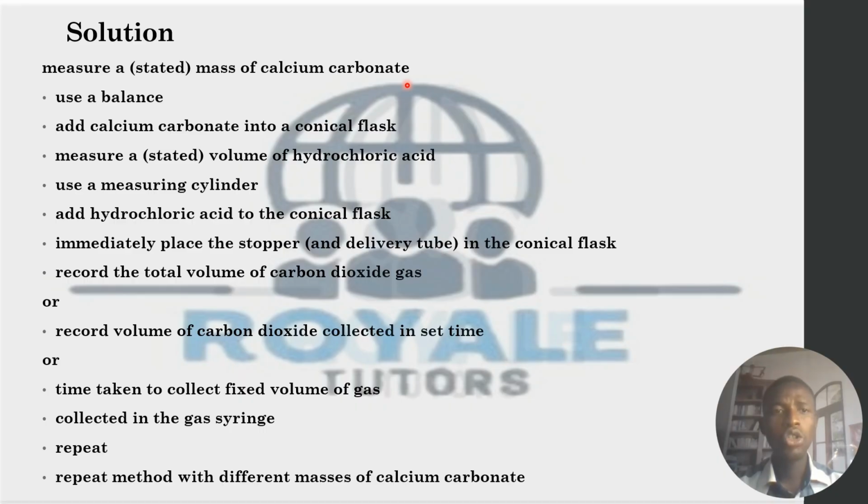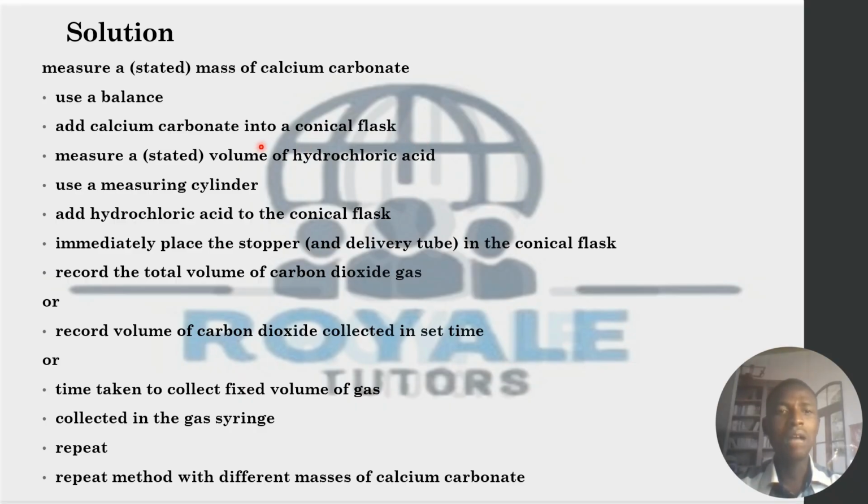All right, you measure a stated mass. It could be 2.3 gram, it could be 3.2 gram, but there should be a stated gram. Then the next one is you use the balance, the scale. Immediately after that, you add calcium carbonate into the conical flask.